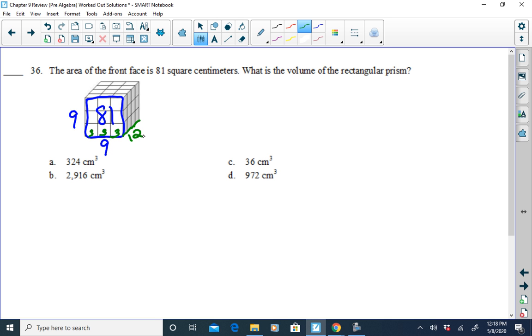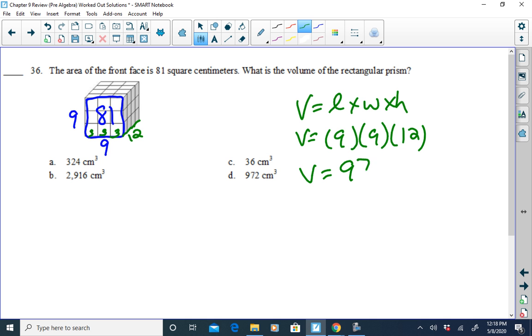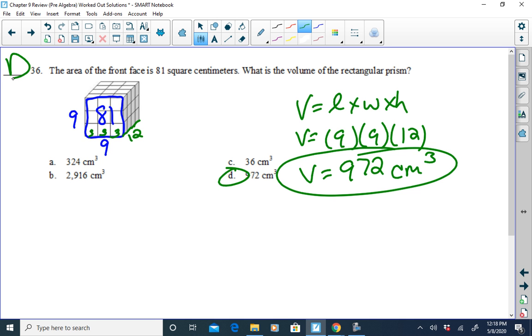So that's the tricky part with this problem. We have to recognize that if that front face has an area of 81, each of these little squares is equivalent to 3 units, and that means this would have to be 12. And then it's easy, because volume is going to be length times width times height. So your volume is going to be 9 times 9 times 12. So your volume is 972 cubic centimeters, and that's where you get answer D. But the key is that first step. 6th grade problem, girls, but I had to bring it back because I liked it.